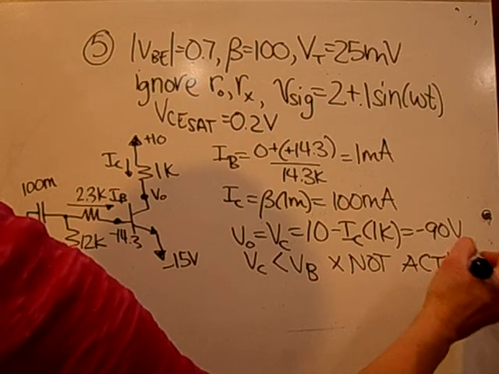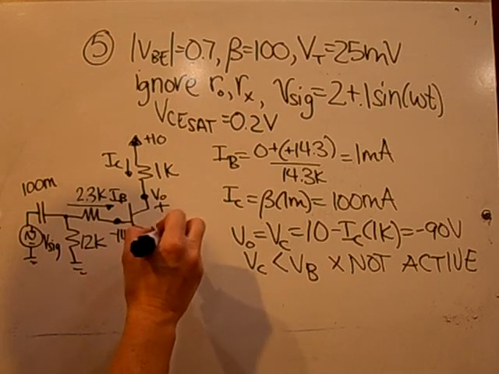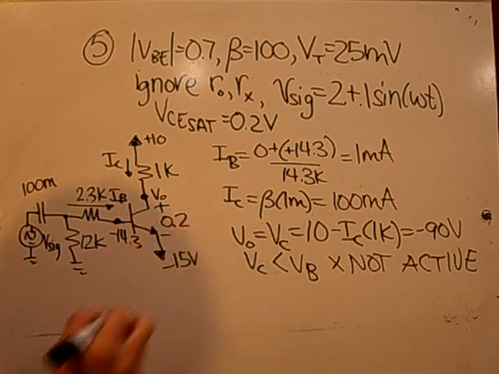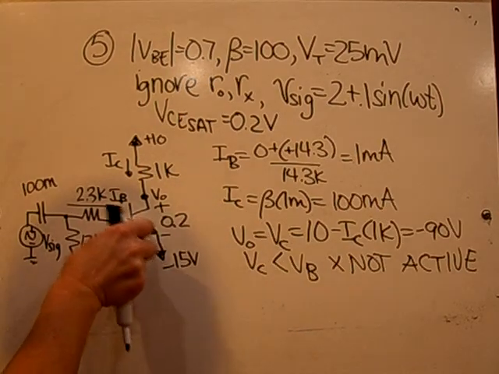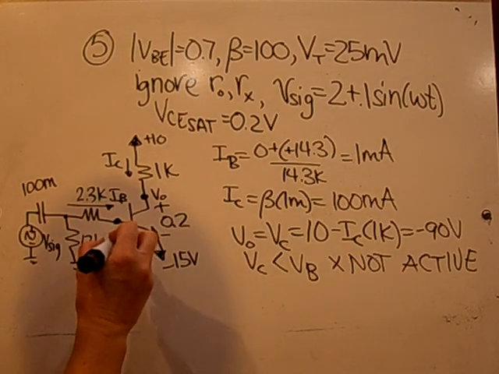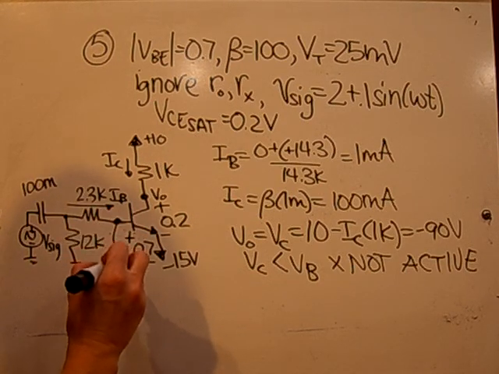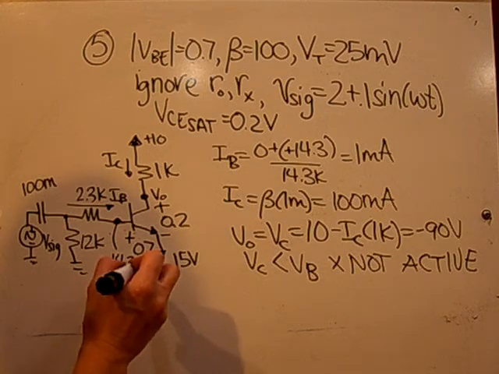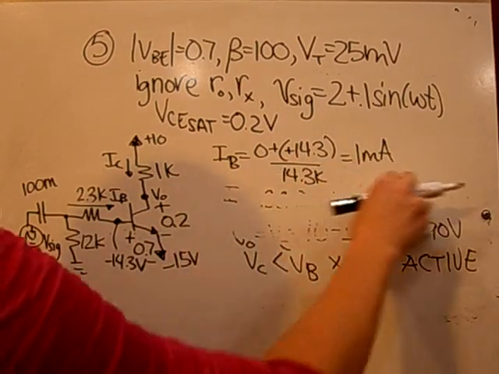So this is not active. So the next assumption is to assume that it's in saturation. So in the saturation conditions, you set the voltage here as 0.2 volts. And you're going to take a loop using that 0.2 volts and the 0.7 down here. So this will still be a minus 14.3 volts. Because that's still the same, IB remains the same as 1 milli.